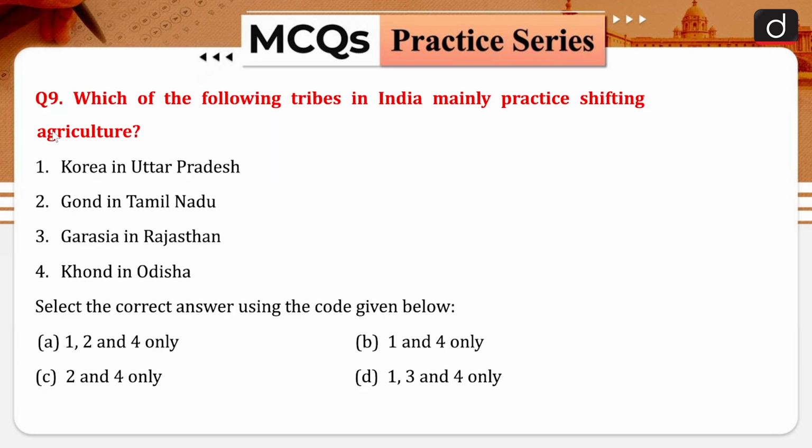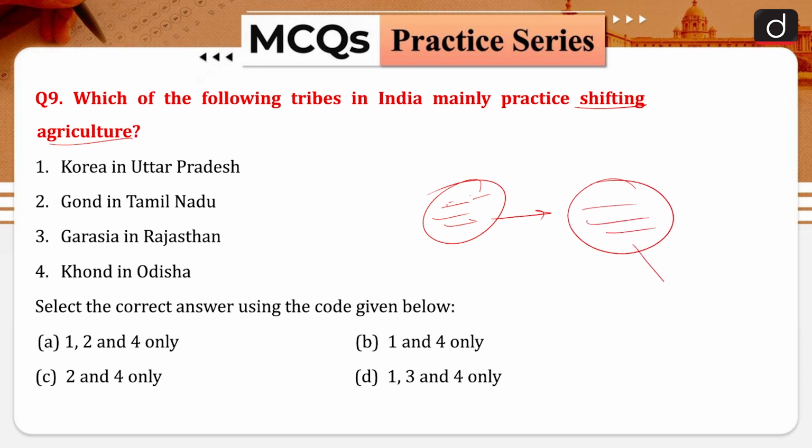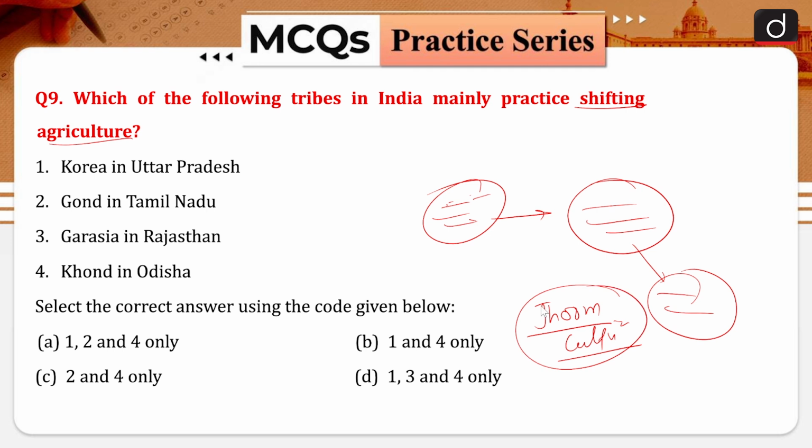Which of the following tribes in India mainly practice shifting agriculture? When we are talking about shifting agriculture, what is happening is that there is this agriculture field. You have gone for the cropping over here, and in the next season you will be going for the second field, a different field. Then in the third season you will be going for a different field, that is shifting cultivation. This shifting cultivation is also known as jhum cultivation in some areas. So I hope you know in which area it is called jhum cultivation. If you know that, you can reply in the comment box.